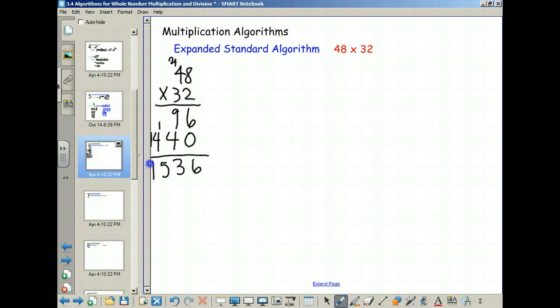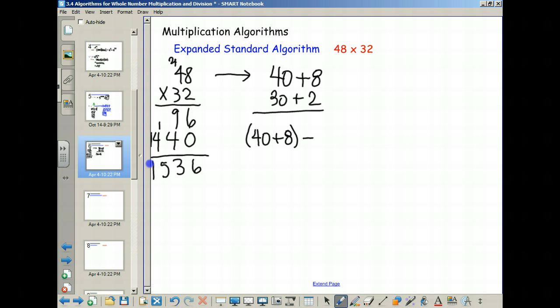Okay? All right, so 48 is actually 40 plus 8, right? Okay, good. And then 32 is 30 plus 2. Okay? What I'm going to do next is write this as multiplication beside each other on the same line. So 40 plus 8 times 30 plus 2. And that starts to look an awful lot like this problem on the board.